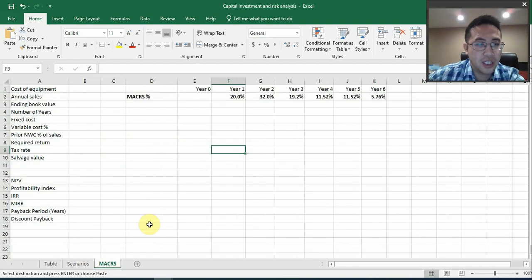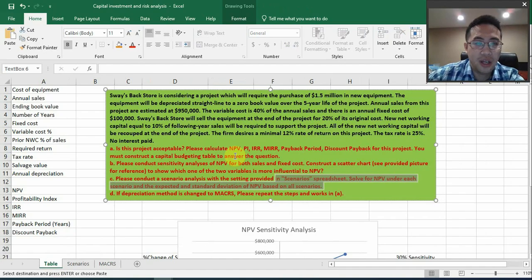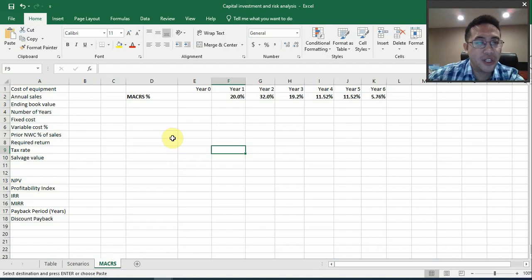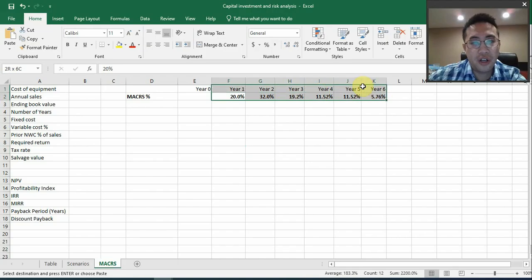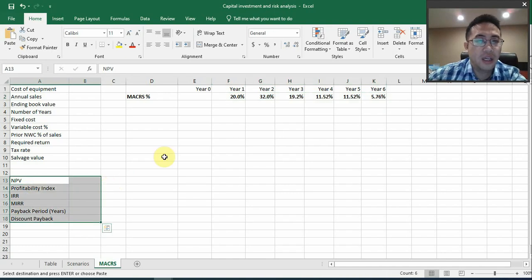And the last one is actually easier. You are going to change the depreciation method from straight line. As you can see right now, your depreciation is straight line here. Then you're going to change it to MACRS, Modified Accelerated Cost Recovery System, which means each year there is a fixed percentage for depreciation expense. Then you're going to recalculate everything and get all these criteria ready. It seems like a lot of work, but don't worry, this is the easiest part because all you need to do here is copy and paste, with some minor adjustments.